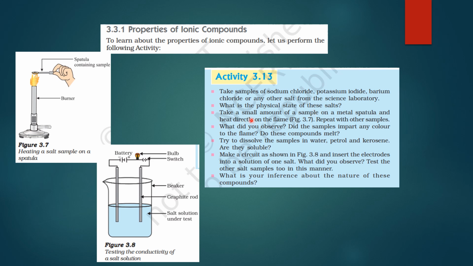Now take a small amount of sample on a metal spatula and heat directly on the flame and repeat with other samples. So this way you are heating, this is a burner, you have taken the sample in the spatula and you are just heating it directly, right? So what do you observe? Did the samples impart any color to the flame? Do these compounds melt? All this information you need to gather, right?